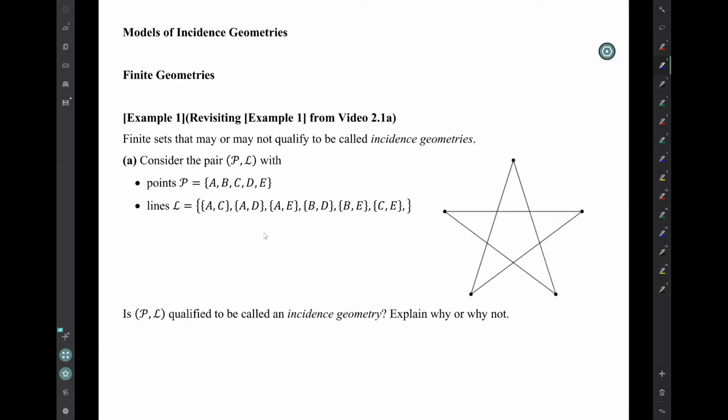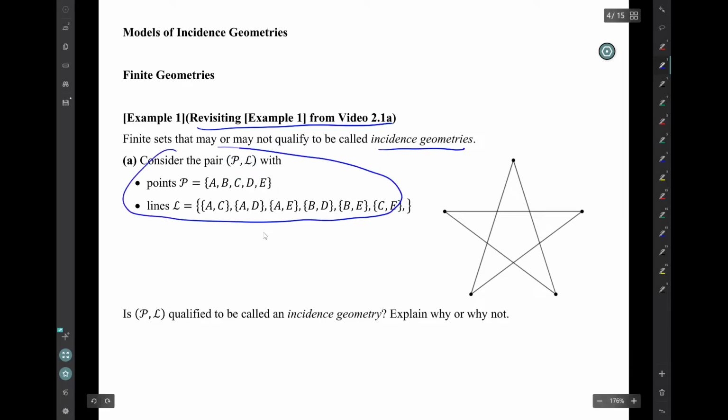Let's discuss models of incidence geometries. Remember, a model is simply an example. So I'm going to start by discussing finite geometries. We're going to revisit pairs, script P, script L, from the previous video, and we're going to discuss whether or not those pairs are qualified to be called incidence geometries. So we'll start with this pair. And remember, there's a typo in this pair. There should not be an AE here.